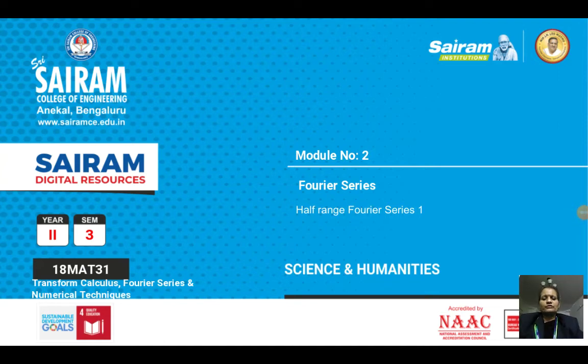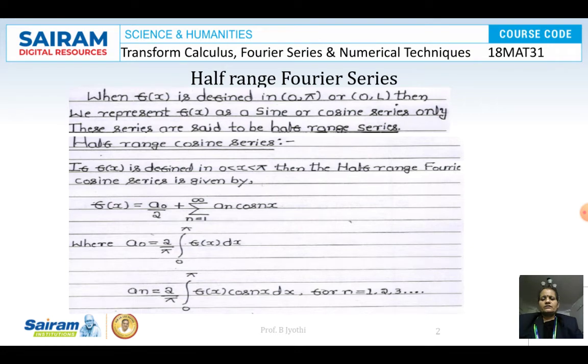In this video, I am going to explain about the half-range Fourier series. So, half-range Fourier series is nothing but when f of x is defined in the interval 0 to pi or 0 to L, then we represent f of x as a sine or cosine series only. These series are said to be half-range series, and there are two types of series. One is half-range cosine series, another one is half-range sine series.